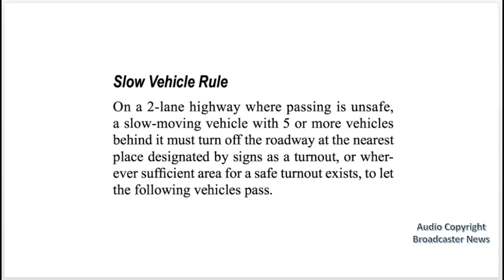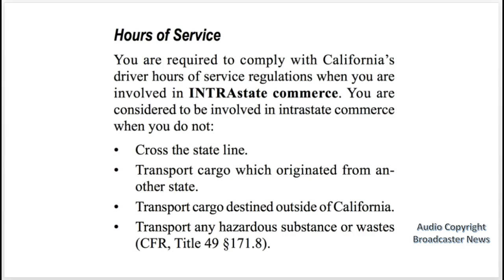Okay, what about the slow vehicle rule? On a two-lane highway where passing is unsafe, a slow-moving vehicle with 5 or more vehicles behind it must turn off the roadway at the nearest place designated by signs as a turnout, or wherever sufficient area for a safe turnout exists, to let the following vehicles pass.